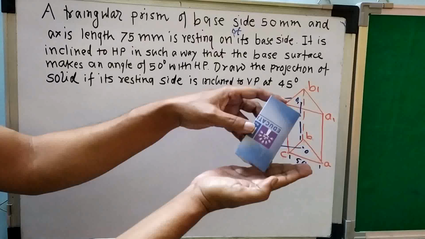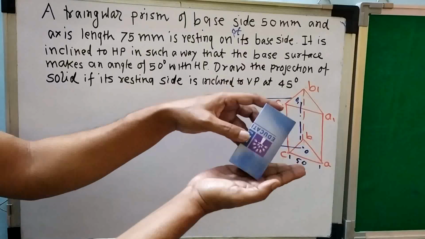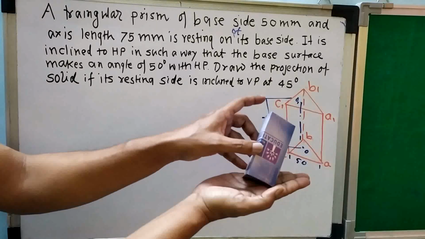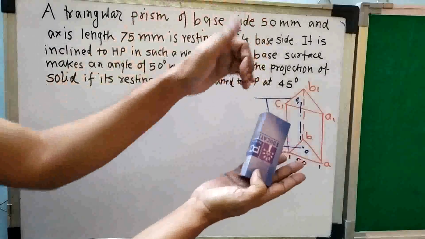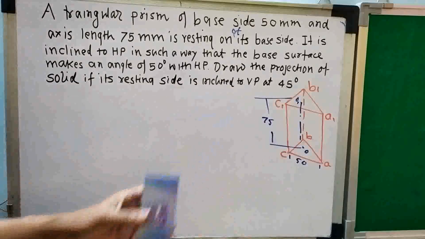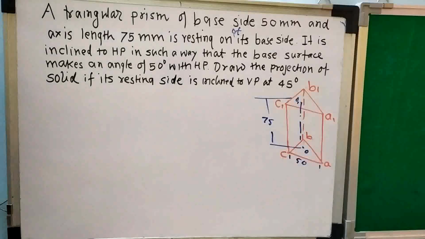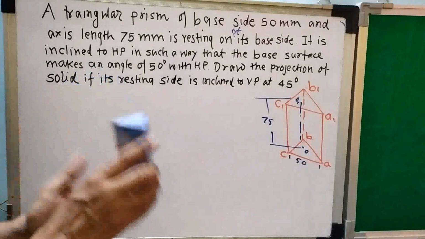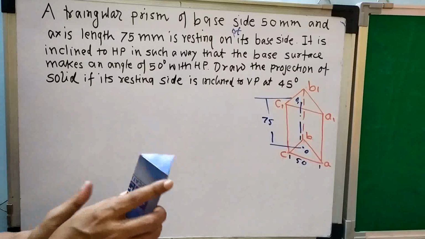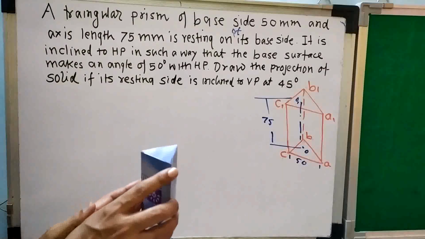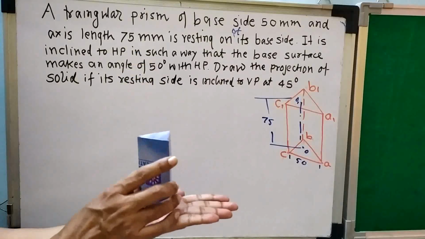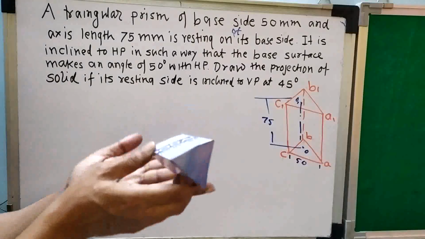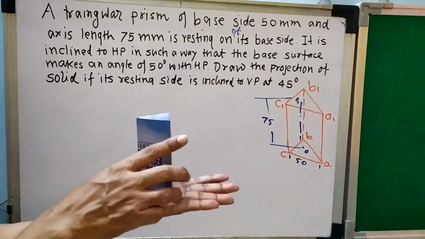And later the same base side is inclined to VP. After that, in this position, we have to find out its top view and its front view. So according to our problem, what is the basic procedure? Our basic procedure is very simple. If the solid is resting on HP, keep that solid vertically on the HP. If it is resting on the VP, keep it vertically on the VP.